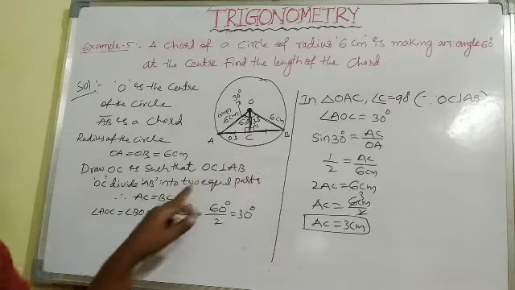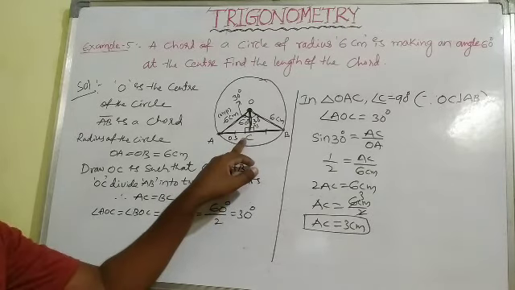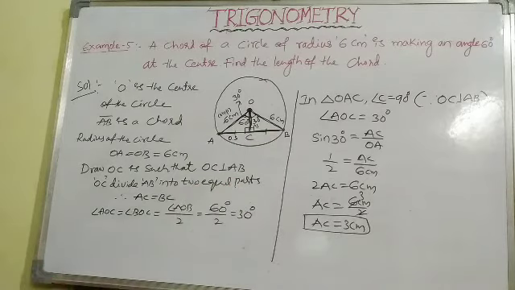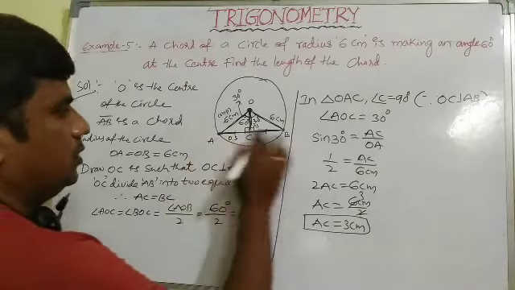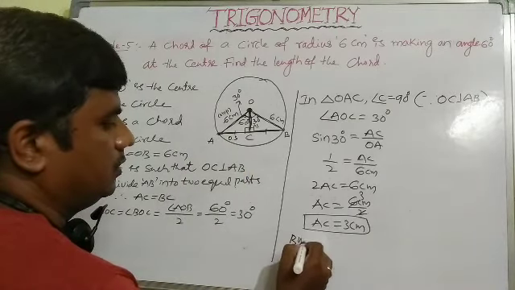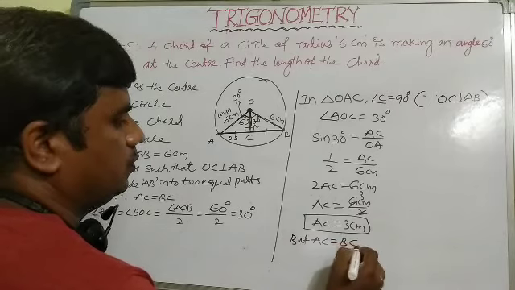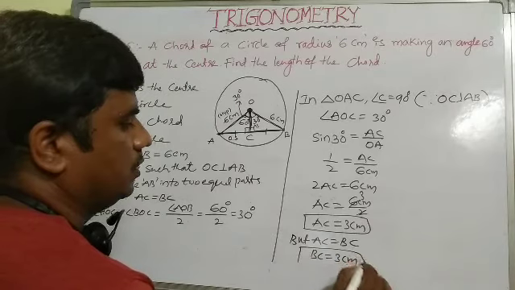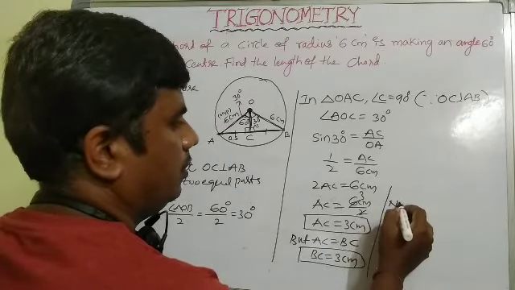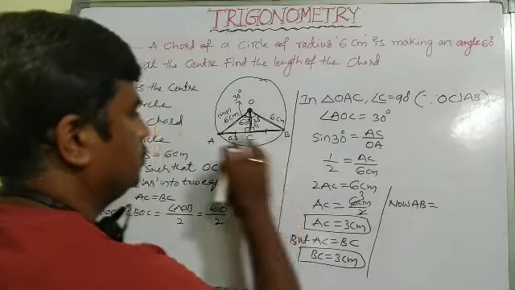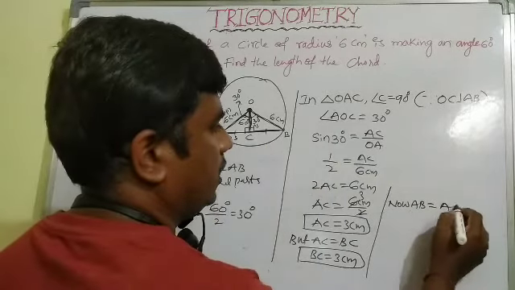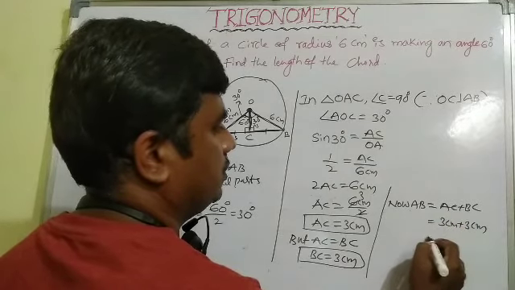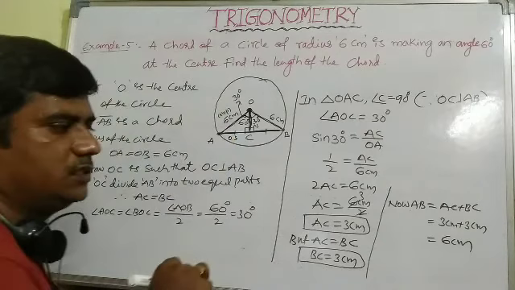But here AC length and BC length are equal. So when AC is 3 centimeters, then BC is also 3 centimeters. Now we have to find the total AB length, which equals AC length plus BC length. 3 centimeters plus 3 centimeters equals 6 centimeters.